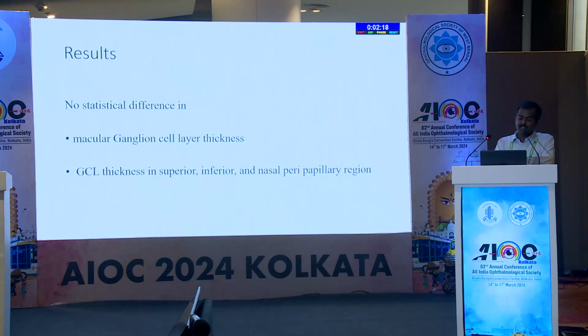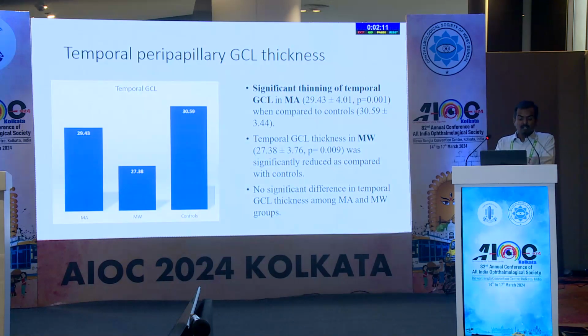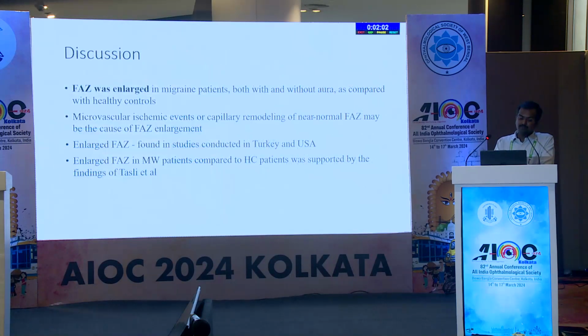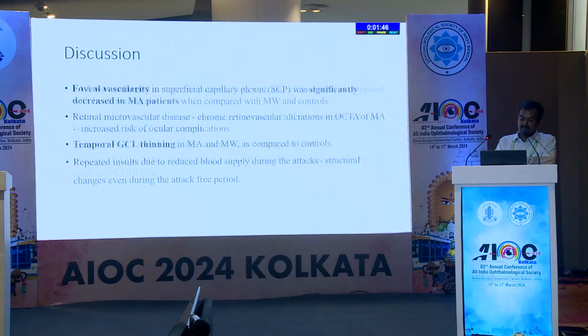Also, there was no statistical difference in macular ganglion cell layer thickness, or GCL thickness in the superior, inferior, and nasal peripapillary region. However, we found significant thinning of temporal GCL in migraine with aura and also without aura patients. So the foveal avascular zone was enlarged in migraine patients both with aura and without aura. Microvascular ischemic events or capillary remodeling during an attack may be the cause for this enlargement, and this finding was seen in other studies conducted in Turkey and USA.